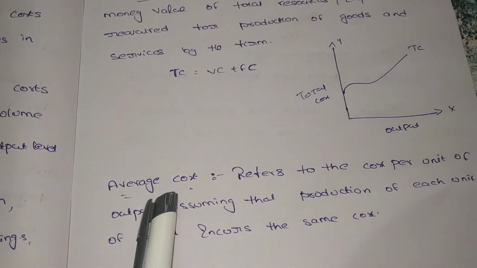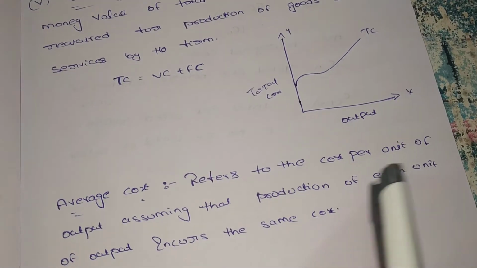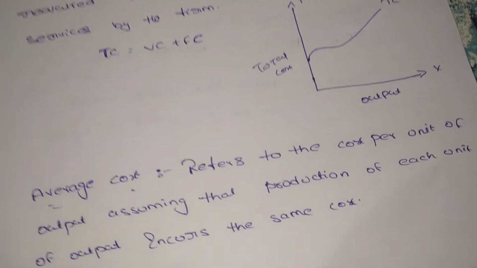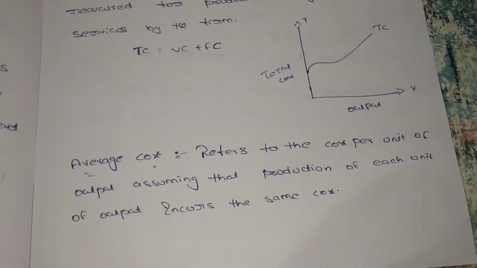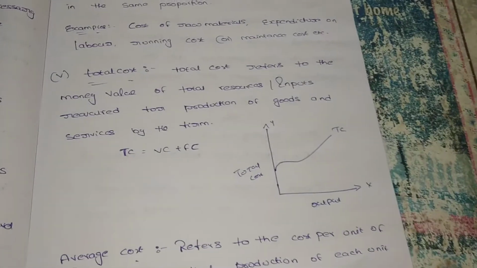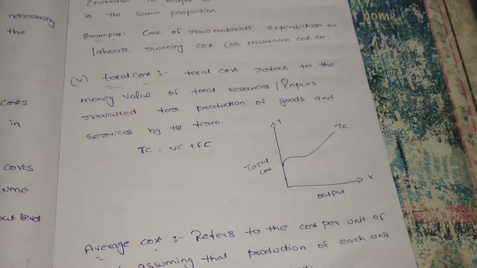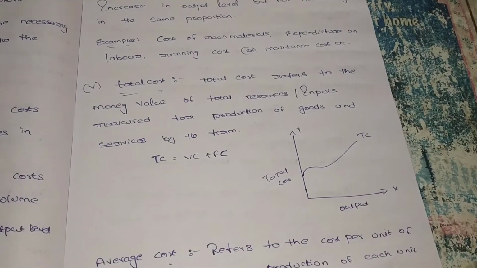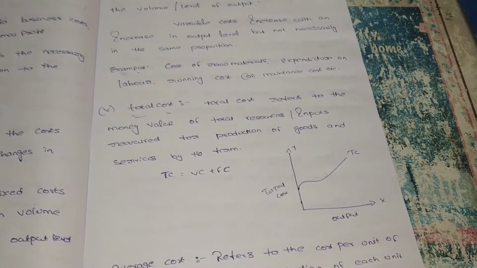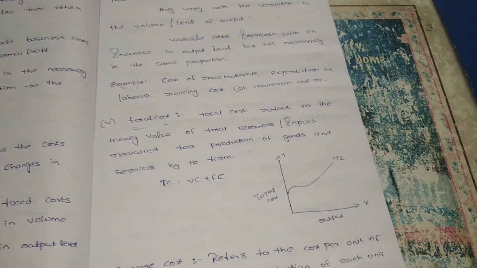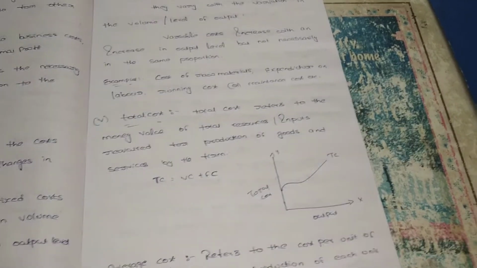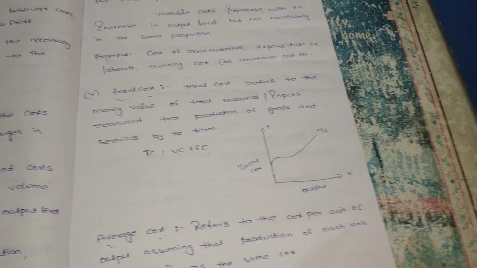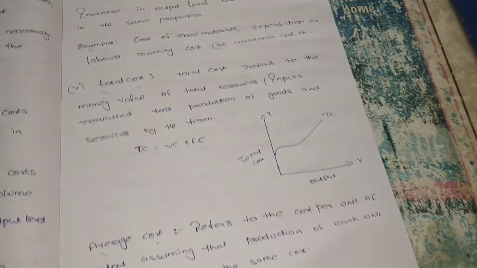Next, what is average cost? It refers to the cost per unit of output, assuming the production of each unit of output incurs the same cost. Means how much output we are receiving. Total cost is considered completely combined in a total way, but average cost we have to calculate for each unit of input, how much output we are producing.